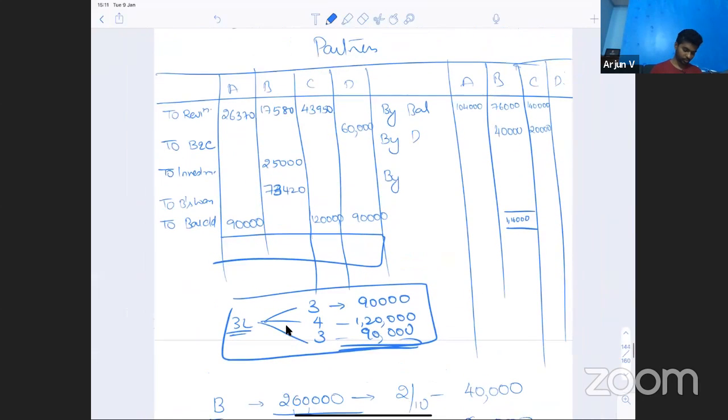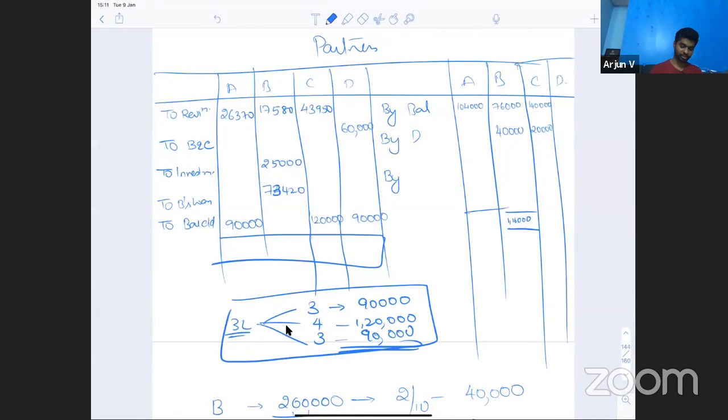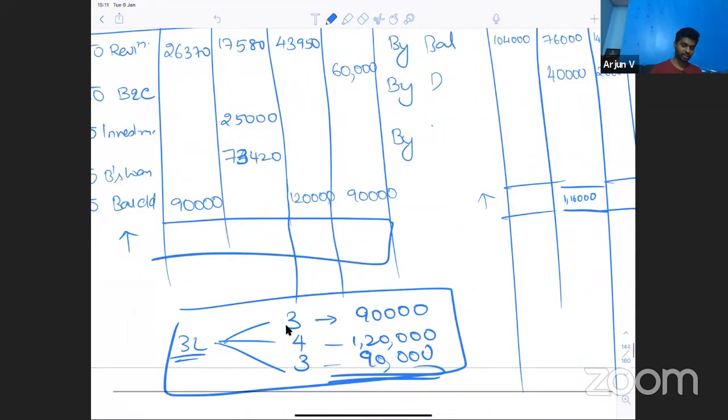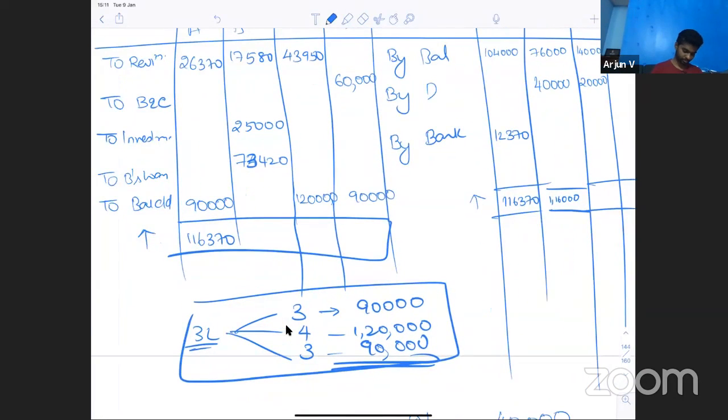When you do this, what happens? For the first time in our partnership account, we are finding our debit to be more than the credit. This would be the money which they bring in through bank. So let's see the total. 90 plus 26, 1,16,370, right? By bank 12,370, that comes to 1,16,370. Here we anyway closed 1,16,000.